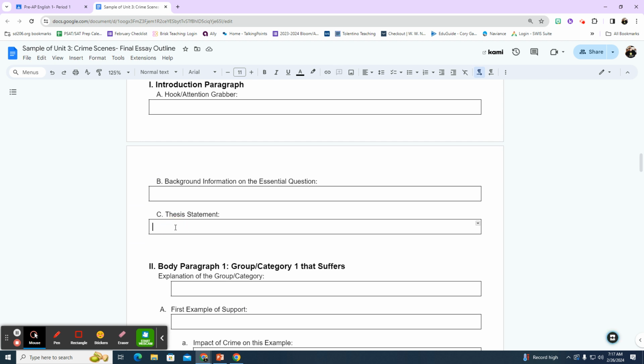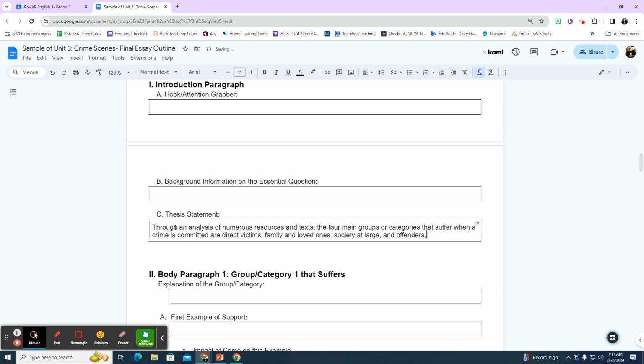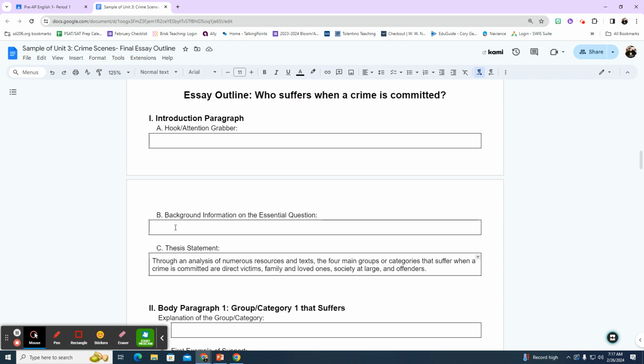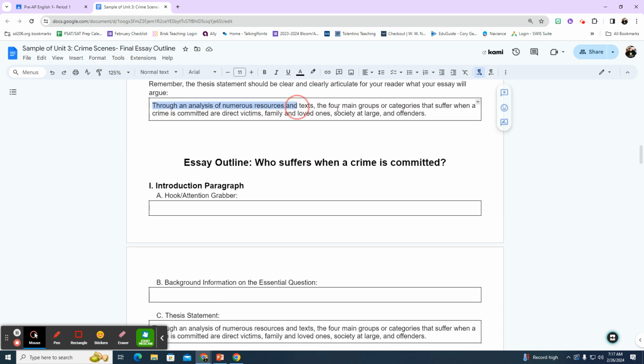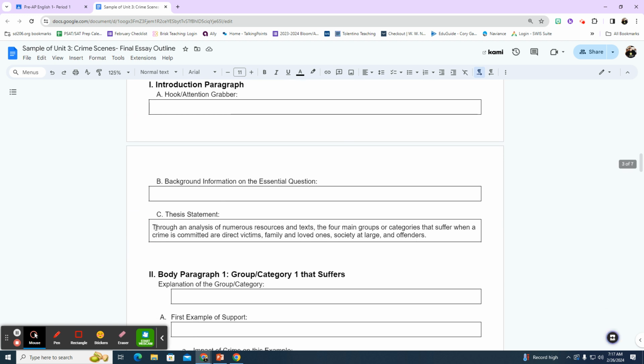I'm going to come down here and I'm going to hit Control V. I'm going to paste it. And now I have my thesis statement completed. So what I'd like you to do is go up and grab your thesis statement and put it in this box right here too as well. So pause the video and do that now.